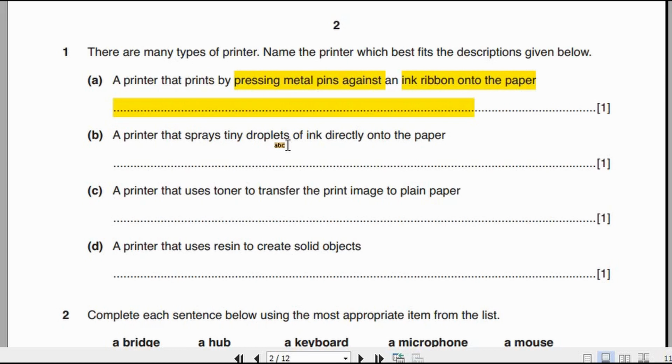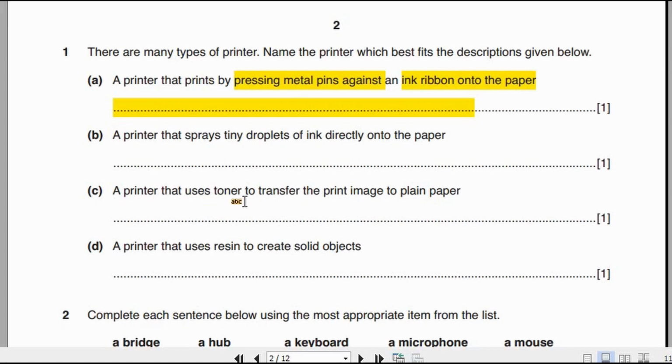A printer that sprays tiny droplets of ink directly onto the paper, we know it's an inkjet printer because inkjet printers spray ink onto the paper. That's why whenever we take the paper out from that type of printer, it's always wet. It takes a few seconds to dry up.